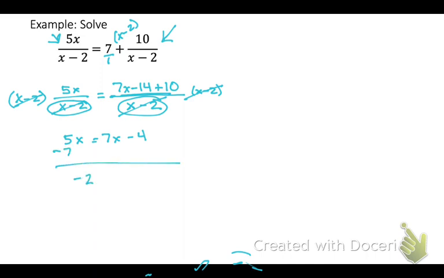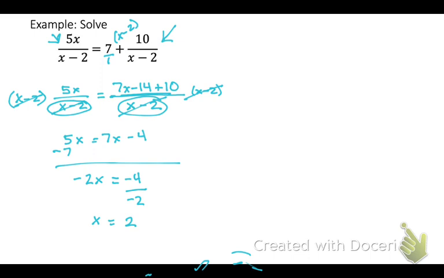So I get negative 2x equals negative 4. Divide by negative 2. So x equals 2. That's the biggest thing about having the negative x. A lot of times people forget to divide by the negative.